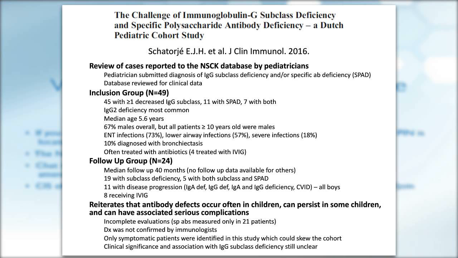And then what the authors did is they reviewed the database for the clinical data. So ultimately what they included in the group was about 49 patients, 45 that had at least one decreased IgG subclass, 11 with specific antibody deficiency, and 7 with both decreased IgG subclass and specific antibody deficiency. Of the IgG subclasses, the IgG2 subclass deficiency was the most common seen in this group, and the median age for these patients was about 5.6 years.